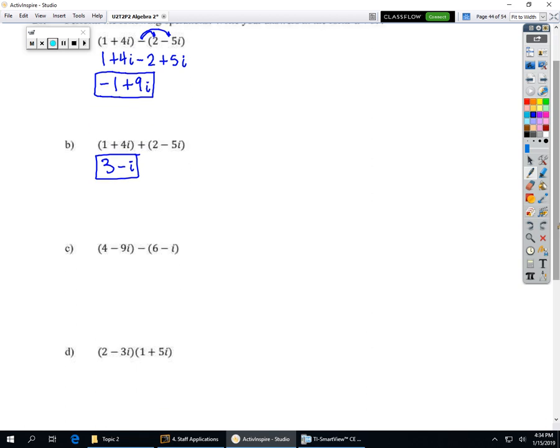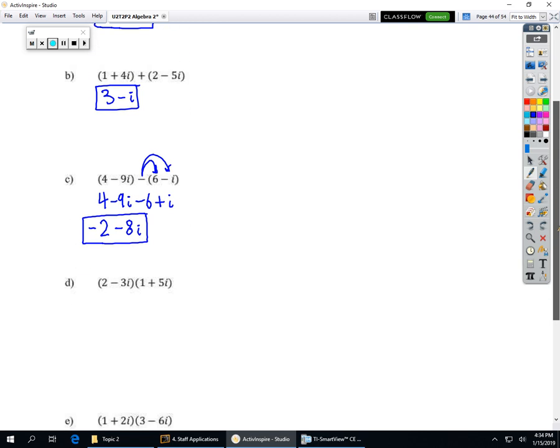This one's another subtraction. Distribute the negative sign. 4 minus 9i minus 6 plus i. Combine like terms. 4 minus 6 is negative 2. Negative 9 plus i is negative 8i. We go here.